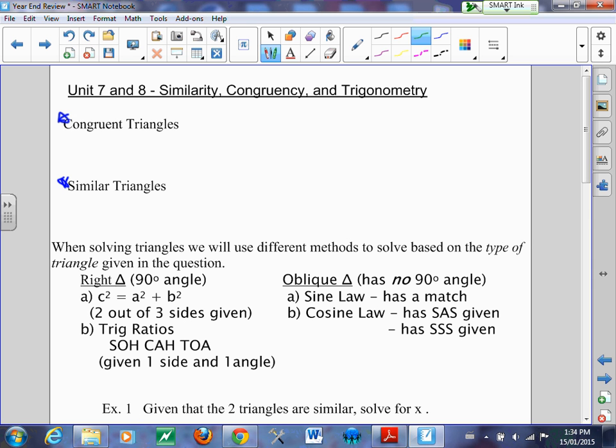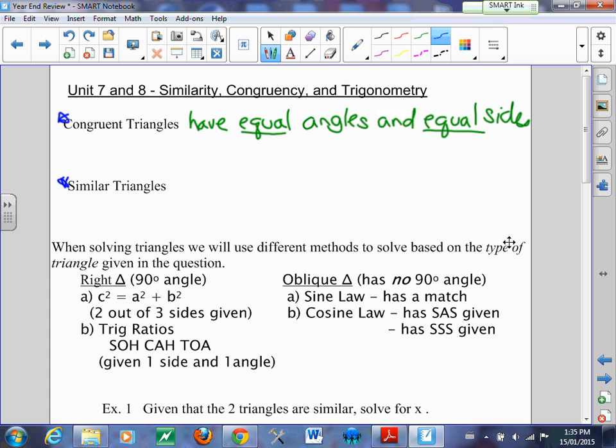Congruent triangles have equal angles and equal sides. Okay, so when you take a look at some tiling or patterning and the tiles keep repeating and they're the same size, that's what's called congruent triangles. So they have equal angles and equal sides. Similar triangles, the symbol we use for congruent is an equal sign with a tilde on top.